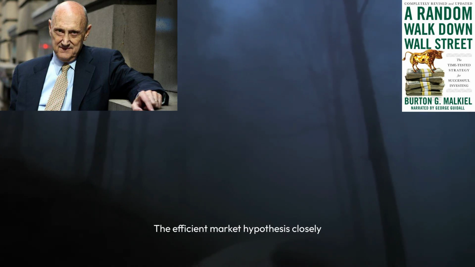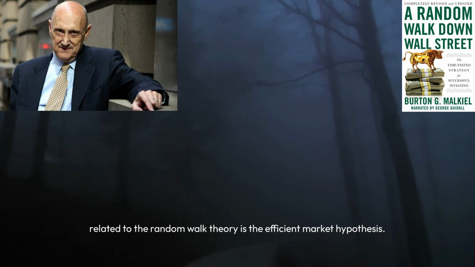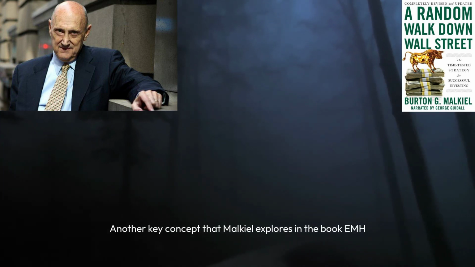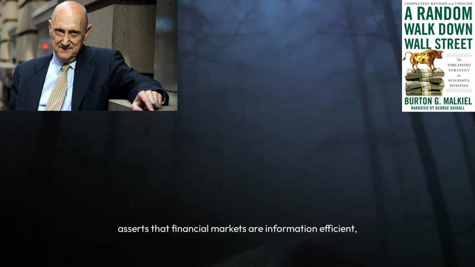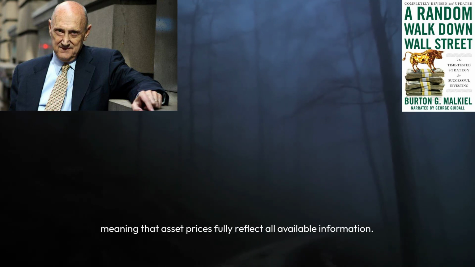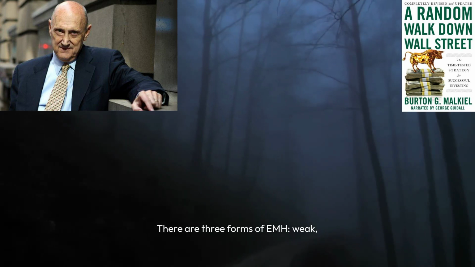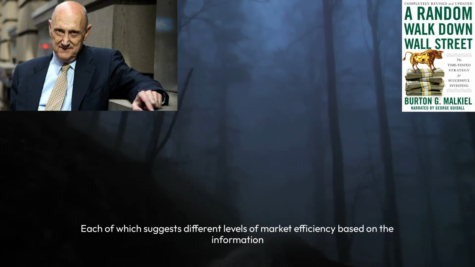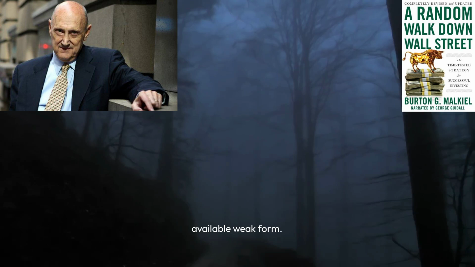The efficient market hypothesis. Closely related to the random walk theory is the efficient market hypothesis, another key concept that Malkiel explores in the book. EMH asserts that financial markets are informationally efficient, meaning that asset prices fully reflect all available information. There are three forms of EMH: weak, semi-strong, and strong, each of which suggests different levels of market efficiency based on the information available.